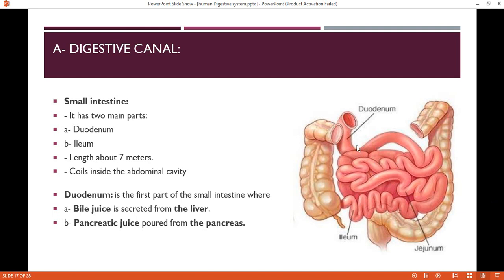In the duodenum, the liver secretes something called bile juice. Bile juice is secreted from the liver. What is the function for it? The bile juice works on fats, and also the pancreas secretes pancreatic juice.